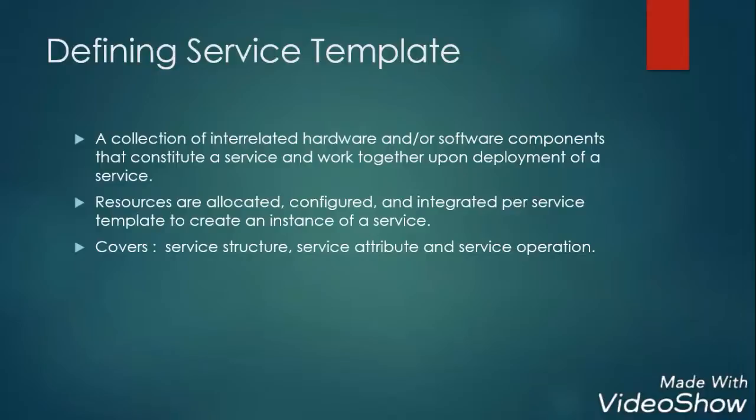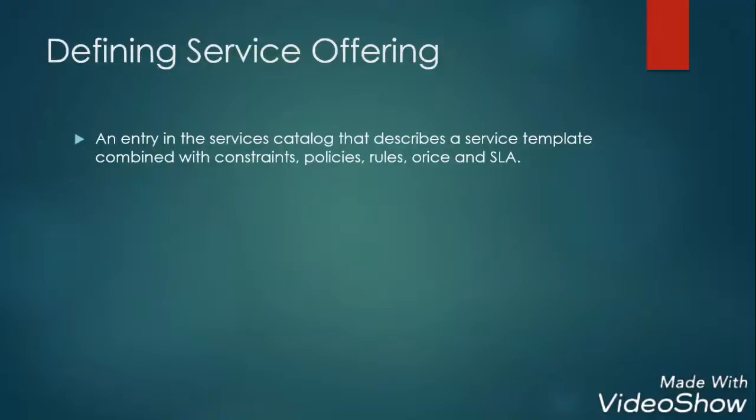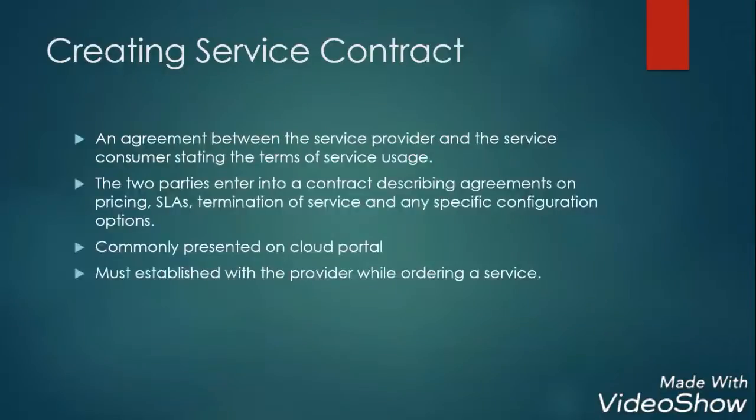It covers service structure, service attribute, and service operation. Creating orchestration workflow. It is created in the orchestrator based on service template specification. Workflows enable automated allocation, configuration, and integration of resources for a service as per service template. Defining service offering. An entry in the service catalog that describes a service template combined with constraints, policies, rules, OLAs, and SLA. Creating service contract.